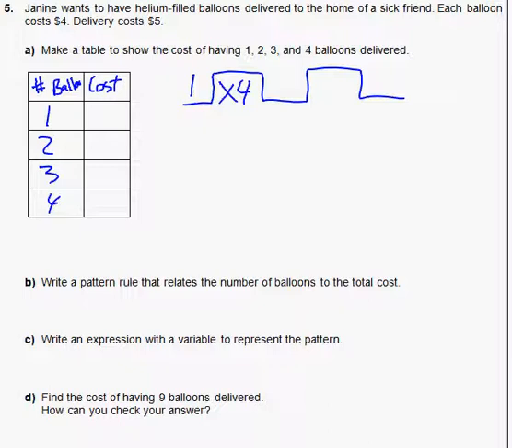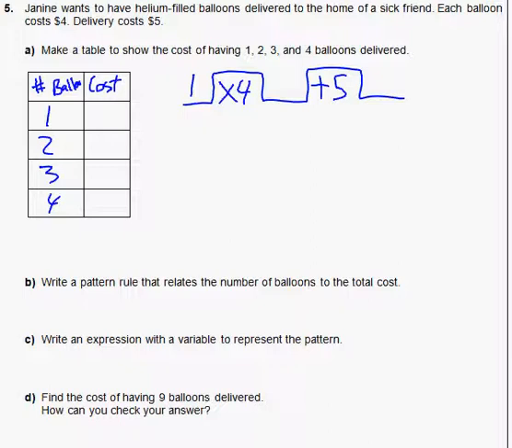The second part of the machine will be the delivery cost. The delivery cost is $5. And that's not $5 for each balloon. That's $5 just to deliver any amount of balloons. So if Janine only orders 1 balloon, it's going to cost her $5 as a delivery cost. If she orders 100 balloons, the delivery cost is still going to be the same. It will be the $5. So that's a plus 5 in our machine.